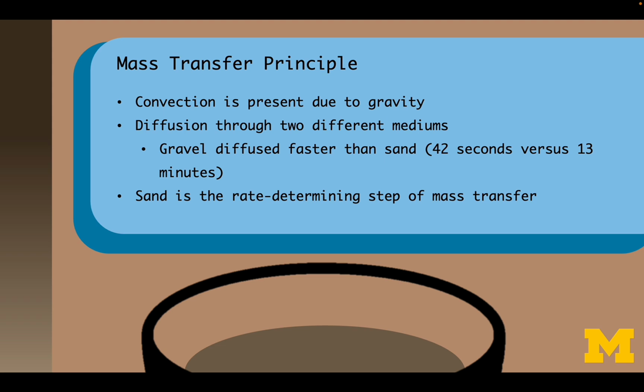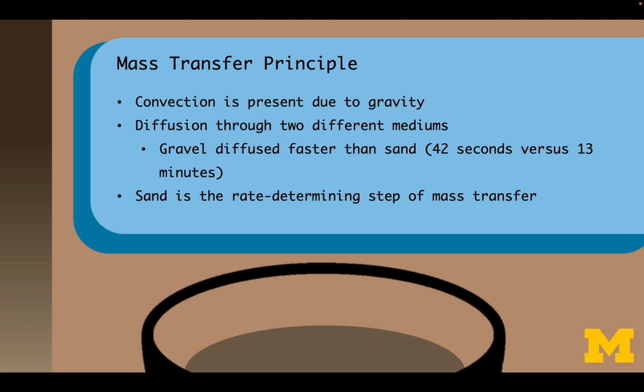Based on our results, we know that our gravel layer, where the water diffuses through in 42 seconds, is much more controlled by convection than our sand layer. This is because our sand layer is where there are much smaller pore sizes, but also many more pores than gravel. The water is slowly diffusing through that portion, which takes about 10 to 13 minutes as we recorded.